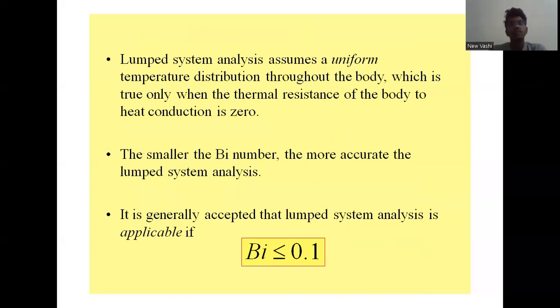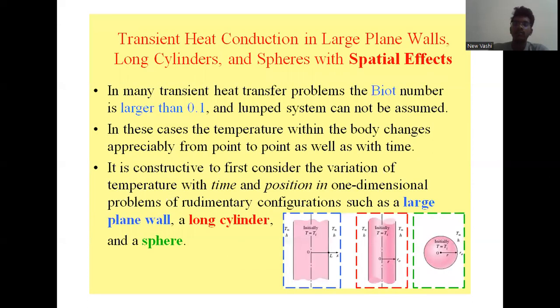Lumped system analysis assumes a uniform temperature distribution throughout the body, which is true only when the thermal resistance of the body to heat conduction is zero. The smaller the Bi number, the more accurate the lumped system analysis. It is generally accepted that lumped system analysis is applicable if Bi is less than or equal to 0.1.